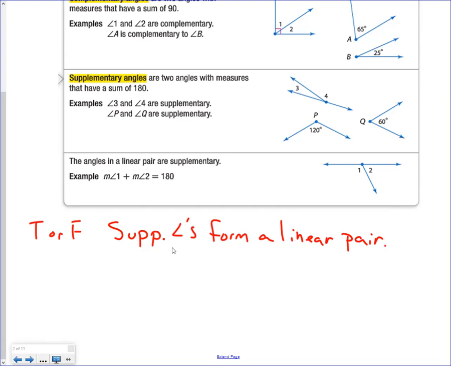Mathematicians are lazy. I'm lazy. Supplementary is too long of a word. I will almost always write it as SUPP. So supplementary angles. Angles is too long of a word. So you will also rarely see me write the word angles. More often than not, you're going to see me write the angle symbol. As long as you know what your abbreviations are, you can and should do the same kinds of things, right?